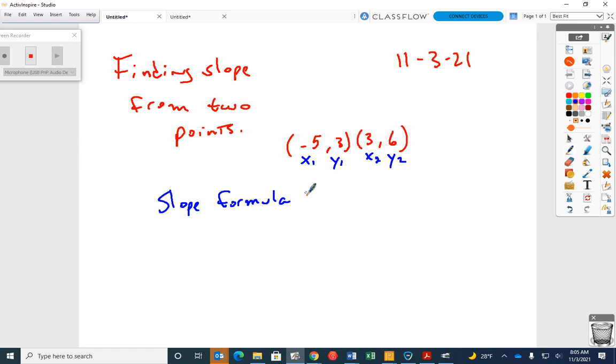Anybody know what it is? No? Okay, m means what? Slope. Equals y2, whatever y2 is, minus y1 over x2 minus x1. This is a formula that doesn't change. You use this every time you're trying to find slope from 2 points. Now all I have to do is go back and substitute for those values, right?